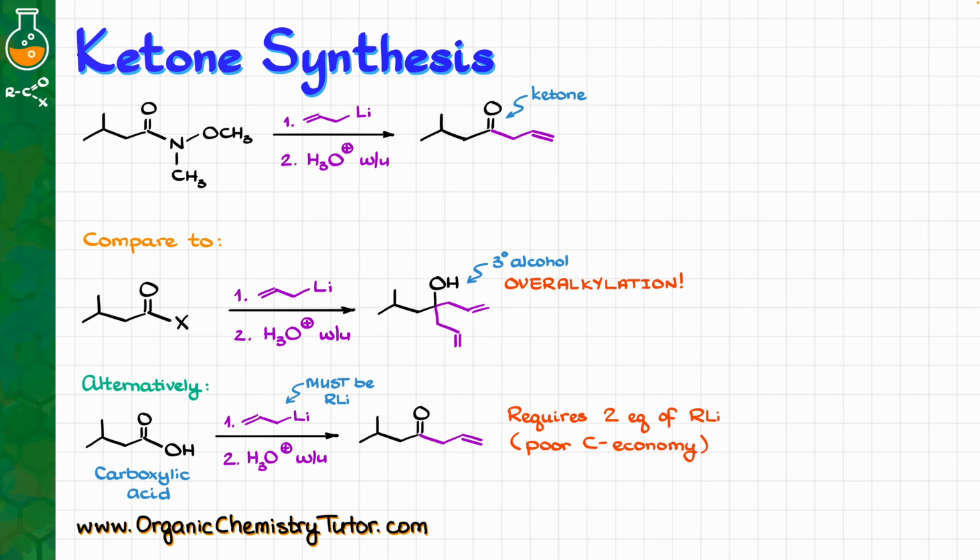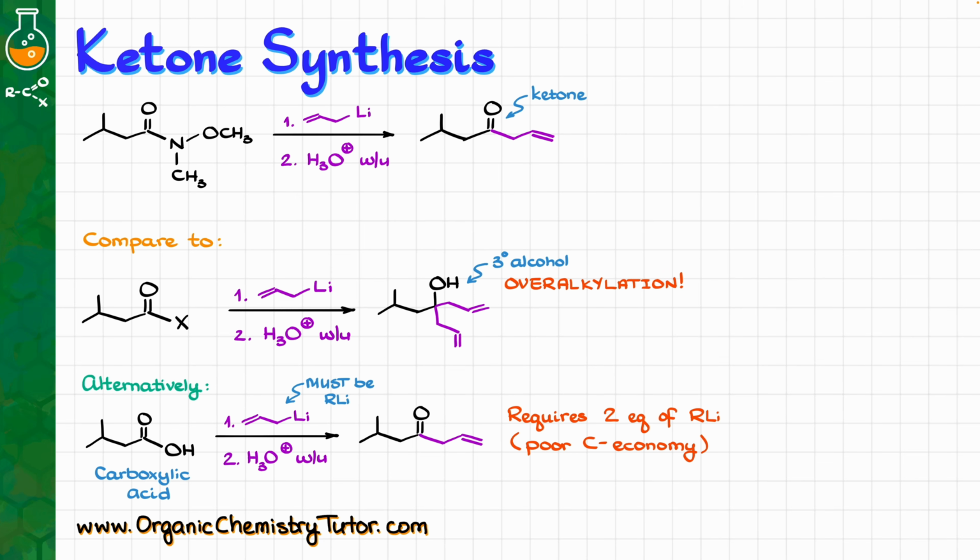Now, of course, the other option alternatively, we could use the carboxylic acid with the organolithium compounds, and that will give us the corresponding ketone. However, in that case, we are going to require two equivalents of our organometallic compound, and that is very poor carbon economy, that is wasteful. So if your organolithium compound is expensive, that probably is not a very good way to go. So that is where the Weinreb amides truly shine.